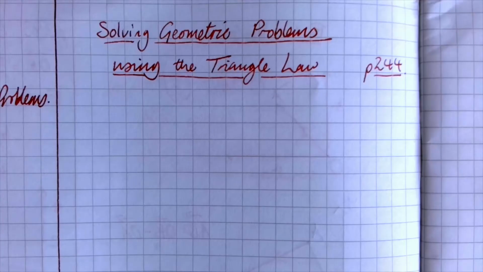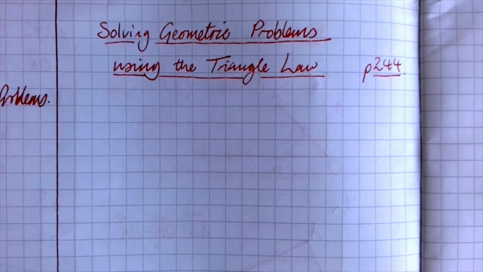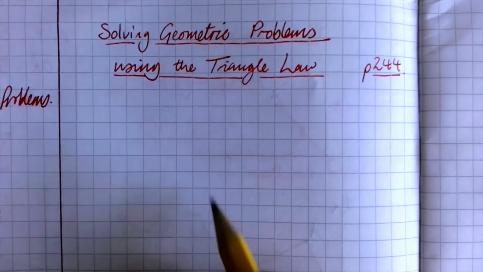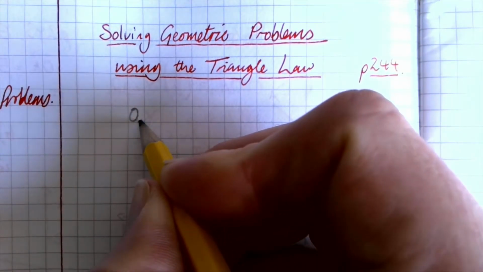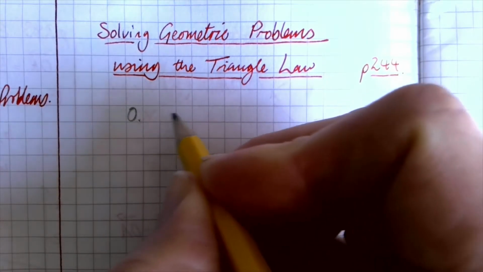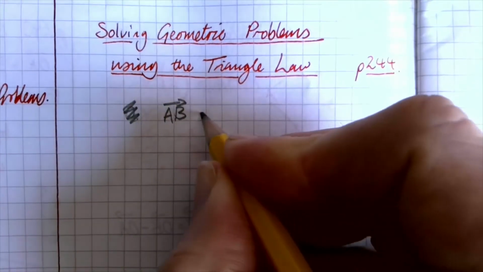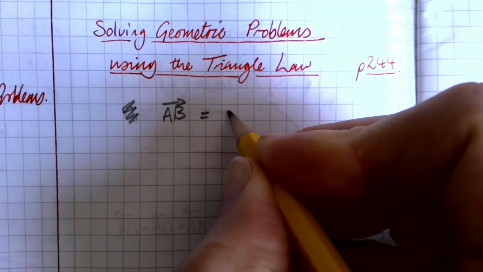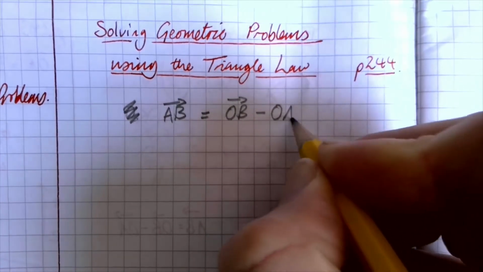So hopefully we can continue on with solving some geometric problems using the triangle law, a bit more vectors today. Now, the triangle law was what we were talking about yesterday, where AB as a vector is equal to OB take OA.